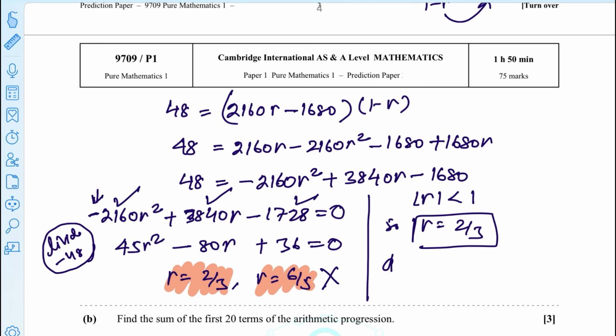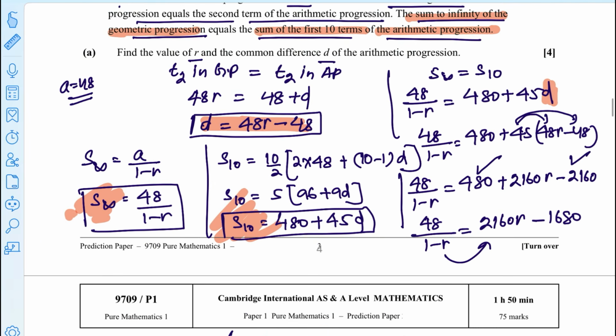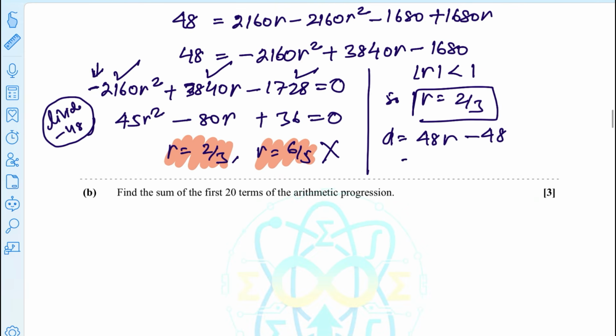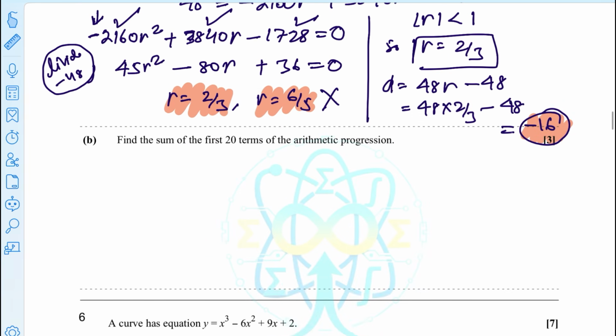Once you get this, how do you find the value of d? We already have d equals 48r minus 48. So replace it: 48 times 2 over 3 minus 48, check with the calculator, this will be minus 16. That is the answer for d. So a equals 48 and d equals minus 16. Now find the sum of the first 20 terms of the arithmetic progression. This is an easy question. We now know d equals minus 16, a equals 48, and n equals 20.